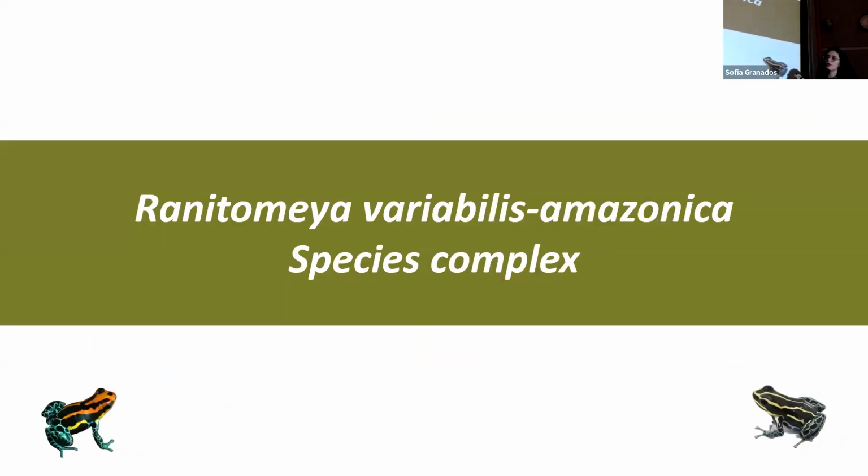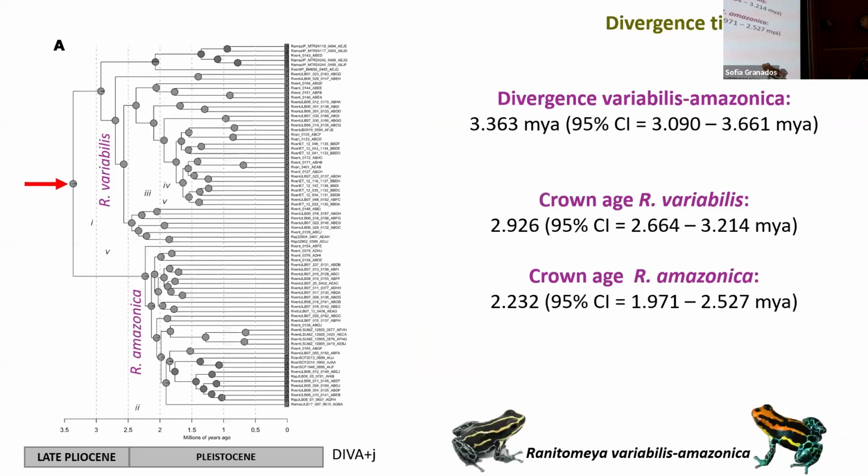And then finally, for my Ranitomea variabilis amazonica species complex, this is the tree that I got, where you can see that the divergence time between variabilis and amazonica was estimated to be 3.3 million years ago. And then after that, the Ranitomea variabilis species started diversifying 2.9 million years ago, whereas Ranitomea amazonica did it a little bit earlier, 2.2 million years ago.